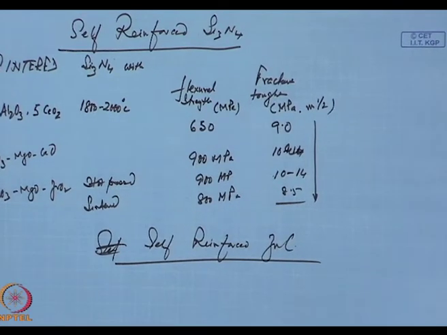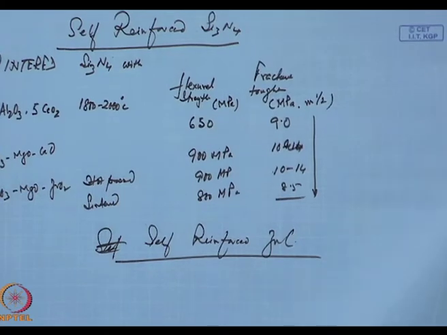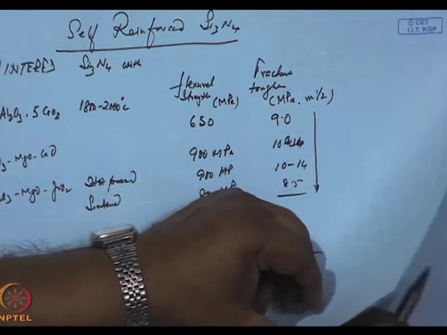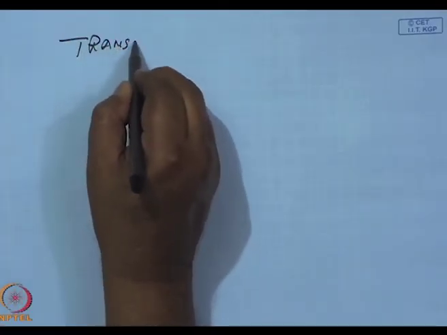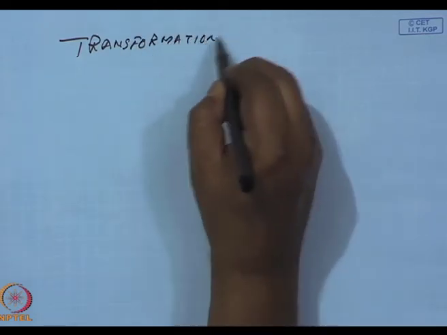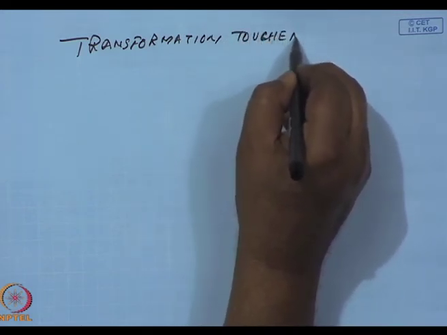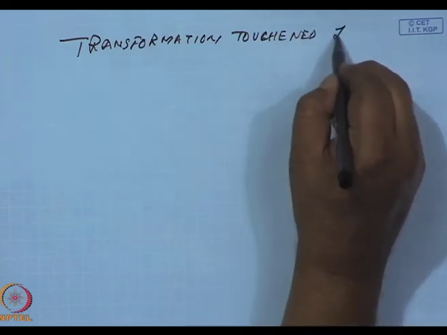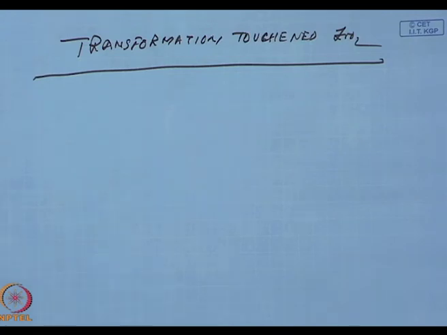Now, before we go into the intermission, it's a 55-minute class, so I have to stop properly, something which I have not done uniformly. I'll come back to talk of transformation toughened zirconium dioxide. Let me say why it is important.